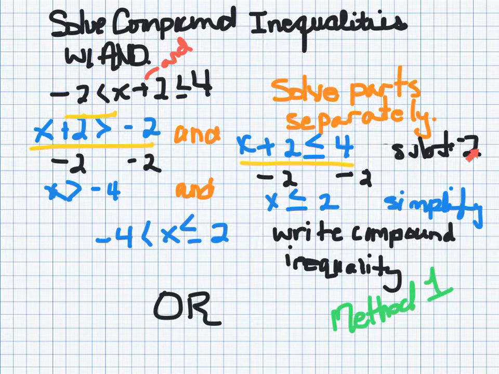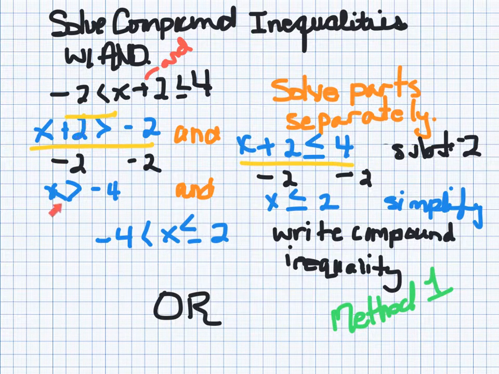So I'm going to subtract negative 2 from both sides. I have x plus 2, and I have to subtract negative 2 from this part, this part, this part, and this part. Each one of these inequalities has to be treated the same on both sides. So I'm going to subtract negative 2 four times.